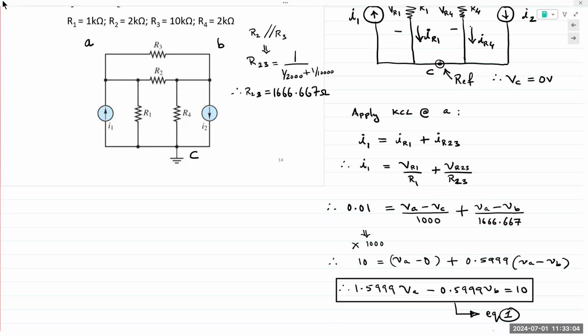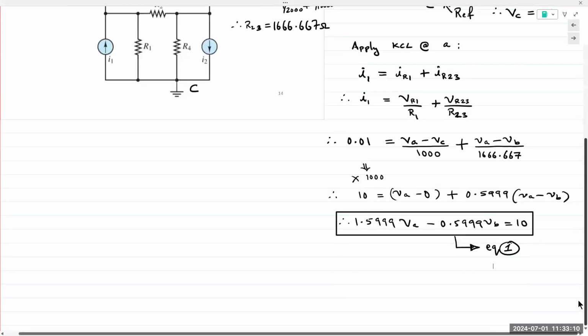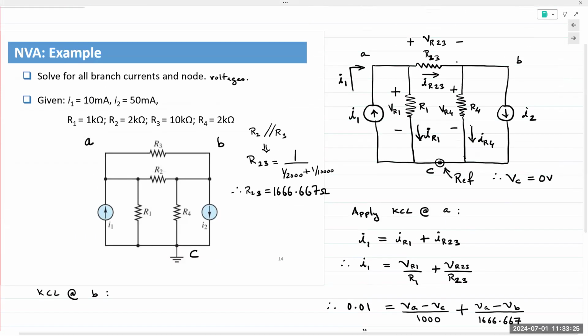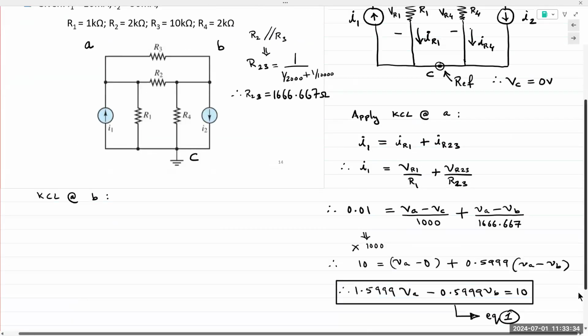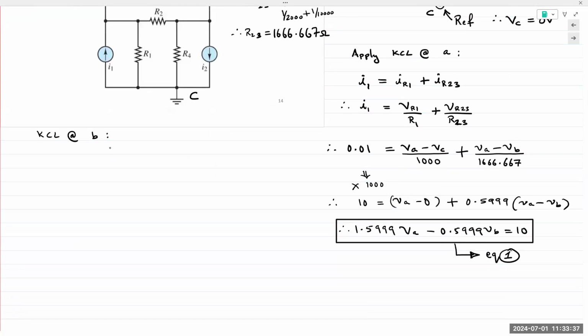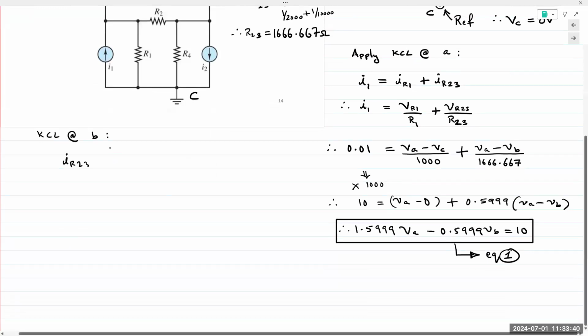Okay, then let's write our second equation at node B. And this time I'll move a little bit faster. I'll go here on the left. KCL at node B. At node B, I have IR23 coming in, I have I2 leaving, and I have I4 also leaving. So I'm going to write IR23 equals IR4 plus I2.